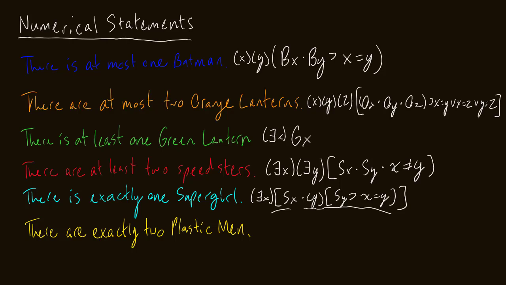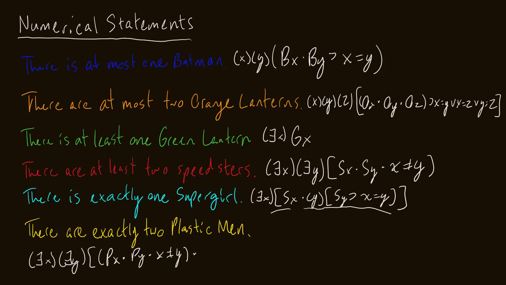If I want to say there are exactly two plastic men, I'm going to write this below the sentence because I think we might not have enough room to the side. So I'll say there exists an X and there exists a Y, such that X is a plastic man and Y is a plastic man and X does not equal Y. So there we go. I just said that there are at least two plastic men. That's not all I want to say. I want to make sure that there are at most two plastic men.